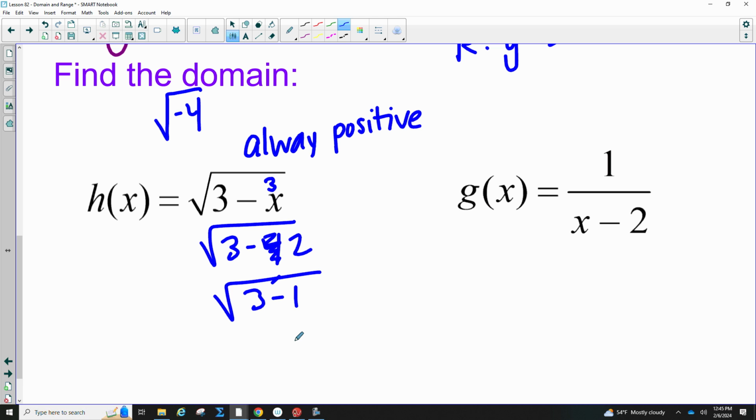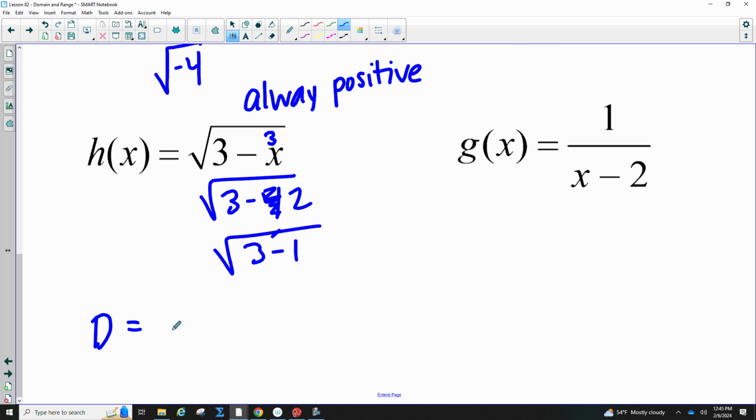So what numbers are allowed? Anything 3 and below is allowed. So for our domain, it looks like this. X is an element of the reals.